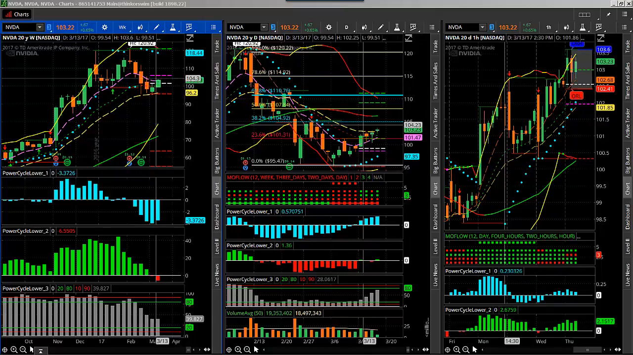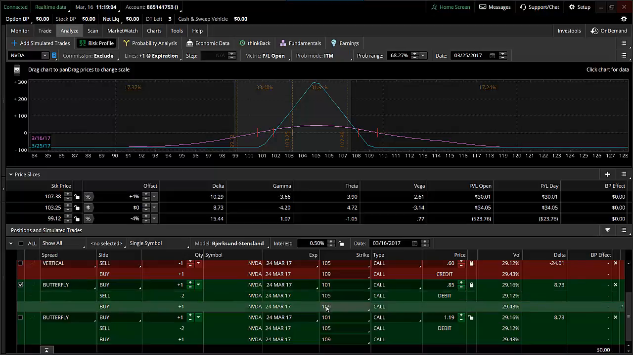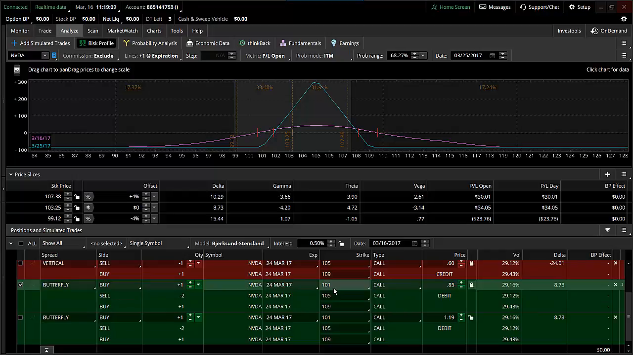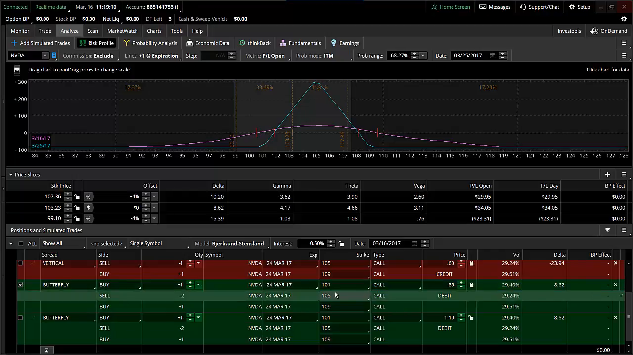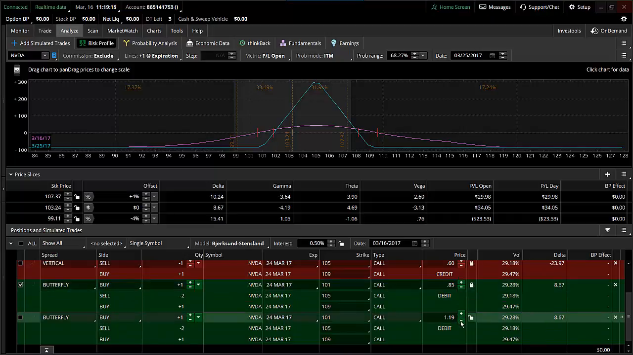But this one has potential to the upside, and we did a butterfly on this. So set up a $4 wide butterfly. So did the March 24 series, the 101, 105, and then the 105, 109. So it's basically $4 between the various legs. Now set this up at 85-cent debit, and currently it's at about $1.19. So it's up a little bit, $34, but this has what we call a big wide profit zone, and if it gets to 105, this can start making some good money.